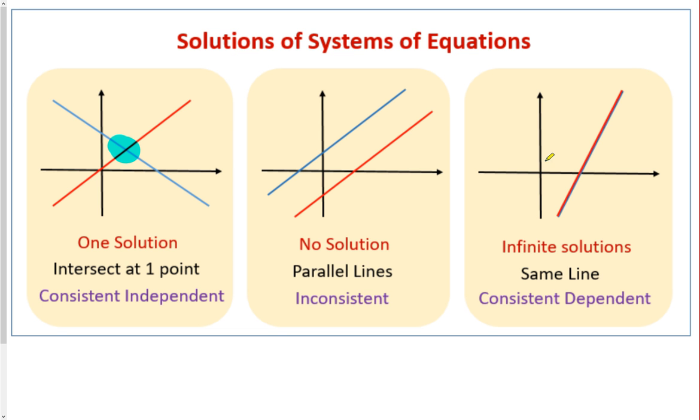Okay, so those are three situations that we can have for solutions of systems of linear equations. One solution, no solutions, or infinite solutions, right? So things we're looking for there are things like, are the equations the same, are they equivalent? Are the slopes the same but the y-intercepts are different? Or do they have different slopes?